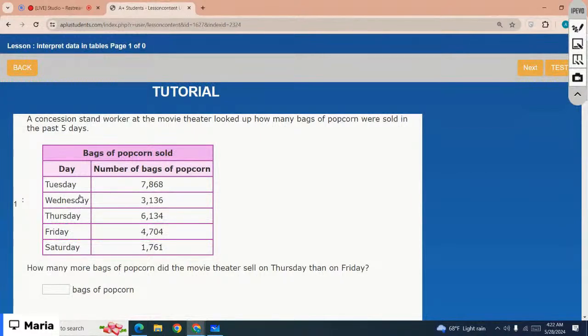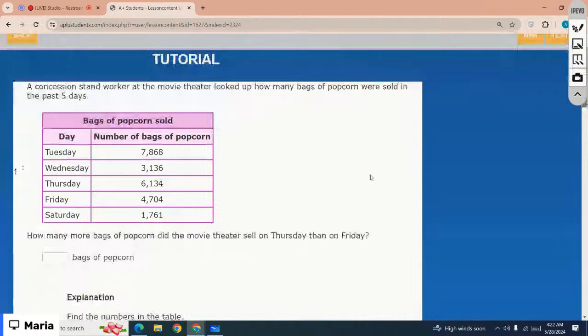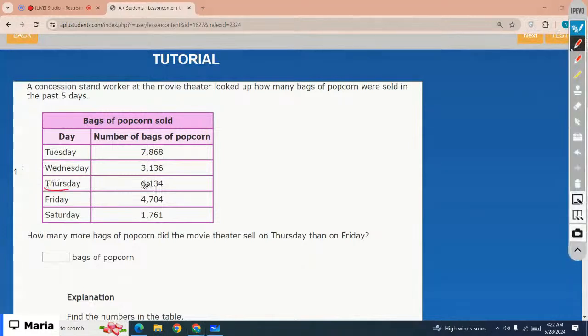How many more bags of popcorn did the movie theater sell on Thursday than on Friday? You have to see how much they sold on Thursday. So here is Thursday, right? They sold 6,134 on Thursday. And on Friday, they sold 4,704. You have to see how much more they sold on Thursday than on Friday, so you have to subtract.